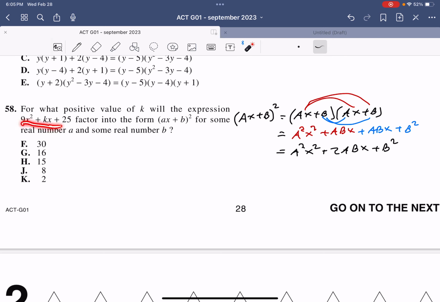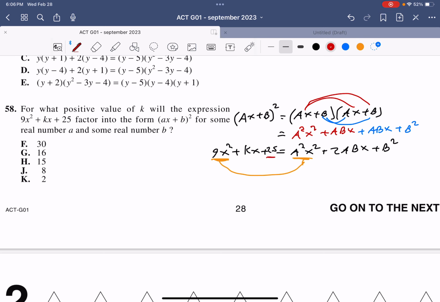Now we're told here that this is equal to this thing. So let's just write this here and set it equal to what we just found. So now we have 9x squared plus kx plus 25. And what we're going to do here is pattern match. So we notice this right here, this 9x squared is equal to this a squared x squared because those are the only terms that have the x squared in them.